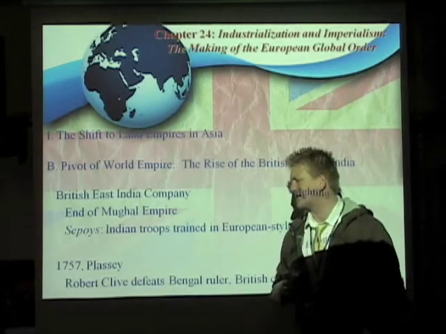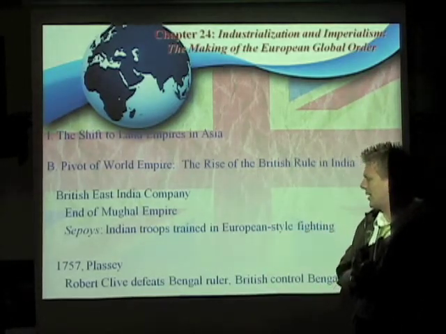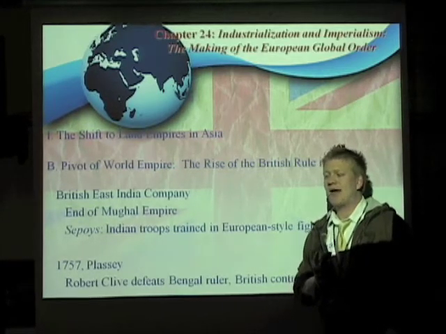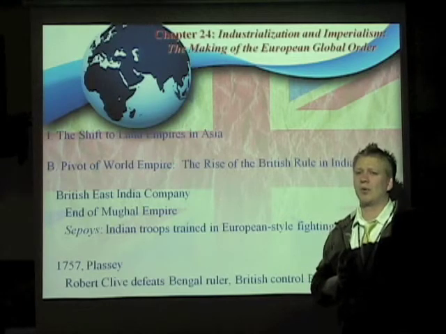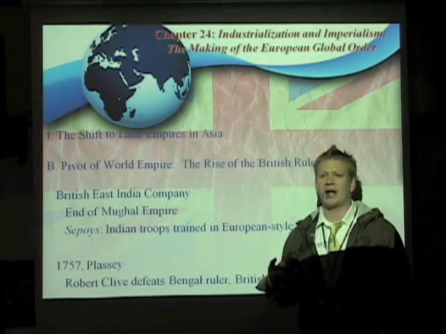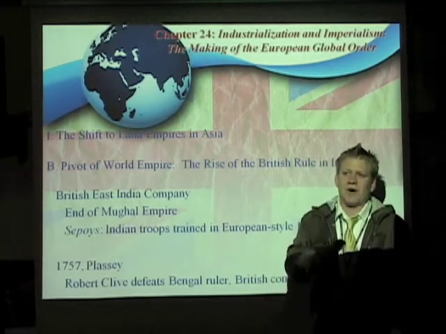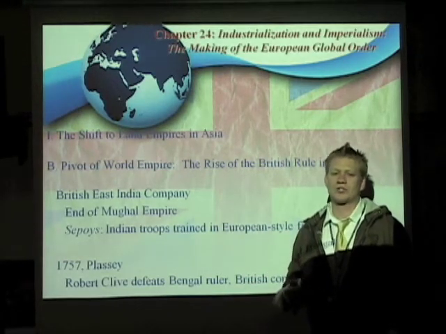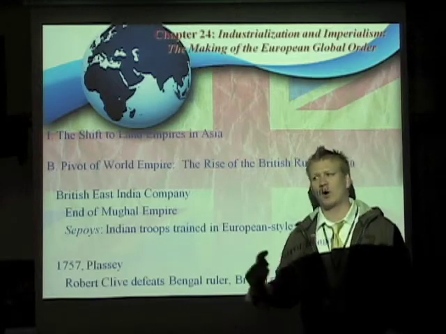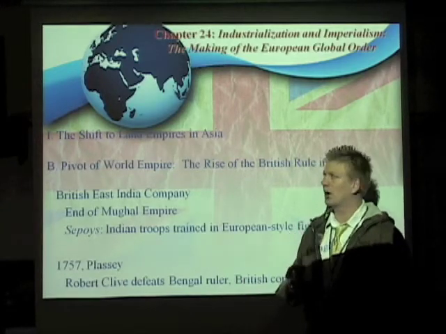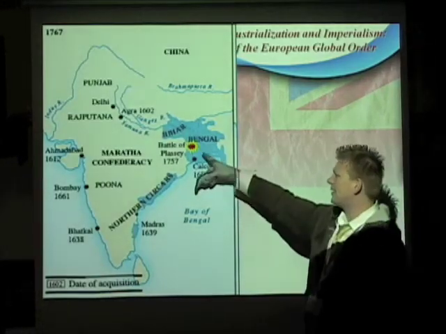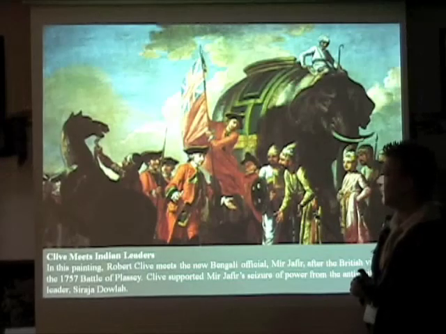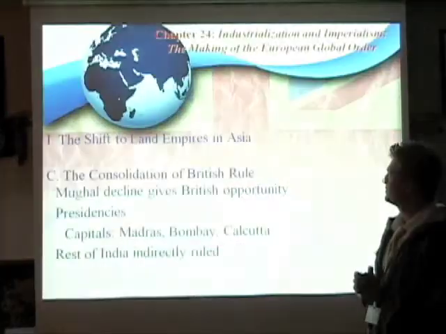1757, the Battle of Plassey. Robert Clive is going to defeat the Bengal rulers, which were having French influence, and that will be the starting point for the British, and as other princes fight each other, they'll continue to take more land. So the princes were more self-consumed with their rivalries than with what was happening with the British gaining more and more land. Here's the Battle of Plassey here in the Bengal area. Here's a famous painting of Clive when he meets the Indian leaders.